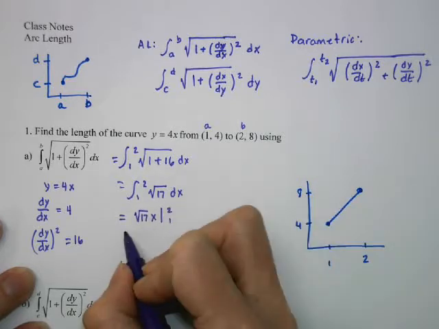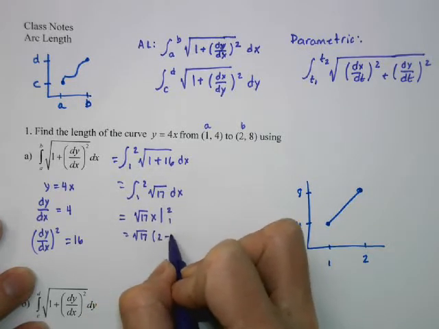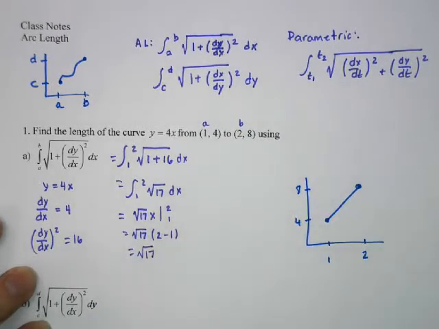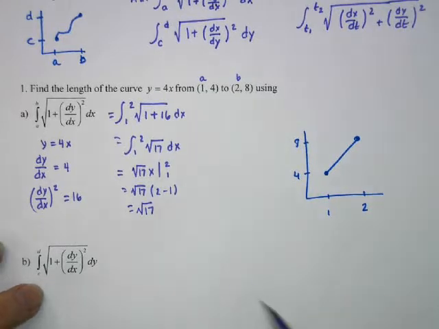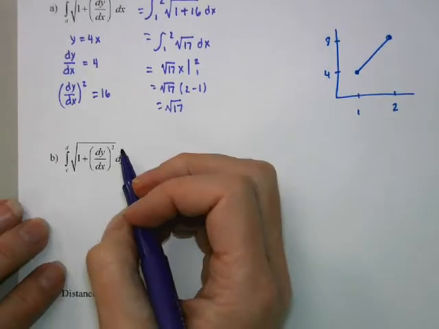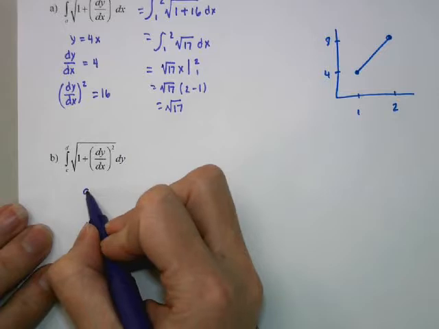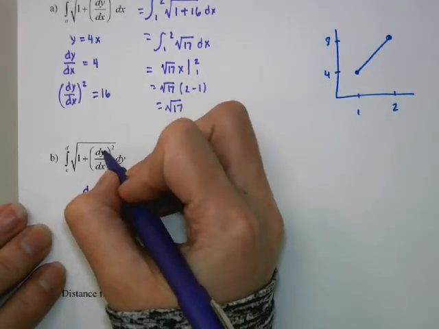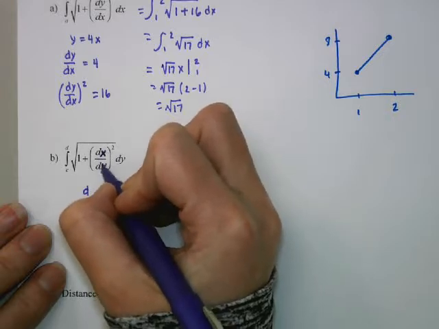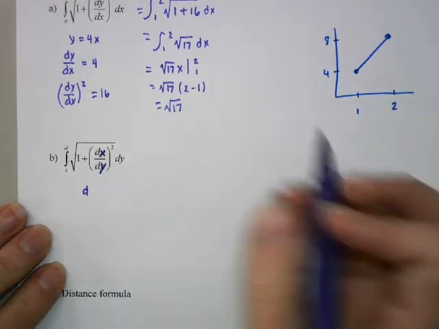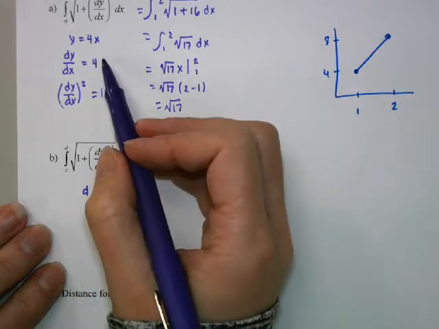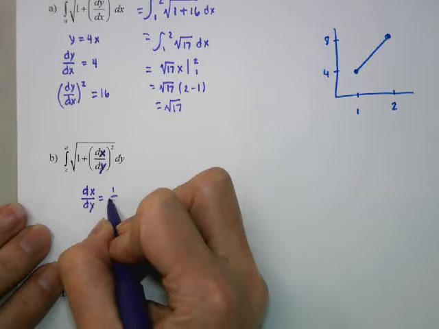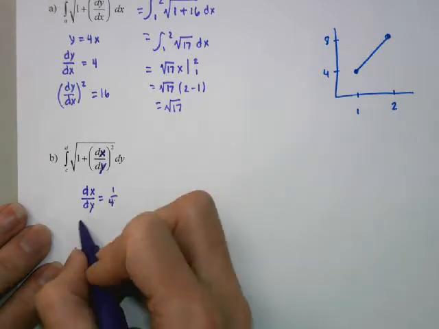Okay, we're going to do the same thing here. This needs to change. This should be dx/dy. So if dy/dx is 4, then dx/dy is going to be 1/4. So dx/dy squared is 1/16. Okay, c and d are the y values. So that's going to be 4 and 8.